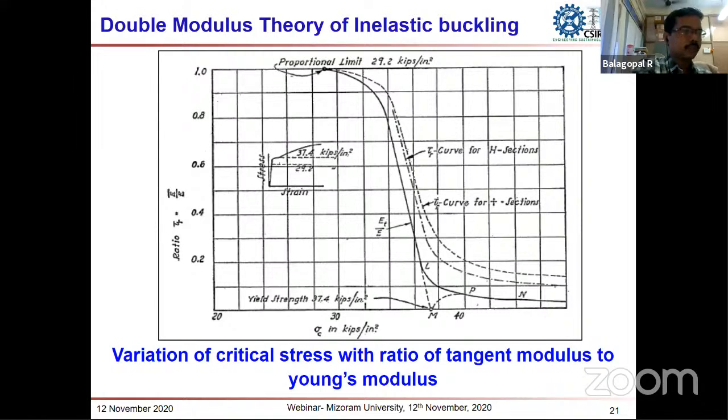Here there is one more term called the proportional limit. Above the proportional limit, the buckling will be governed by elastic buckling. Below the proportional limit, the buckling will be governed by inelastic buckling. When we go for the double modulus theory for inelastic buckling, it depends upon two properties: the shape of the cross section and the material property of the angle section. The critical stress will depend upon the cross sectional area and the material property of this cross section.